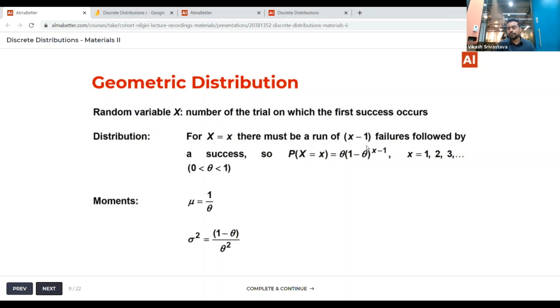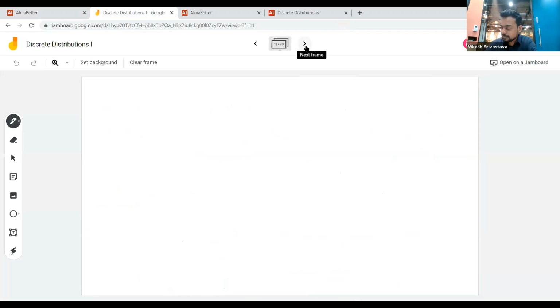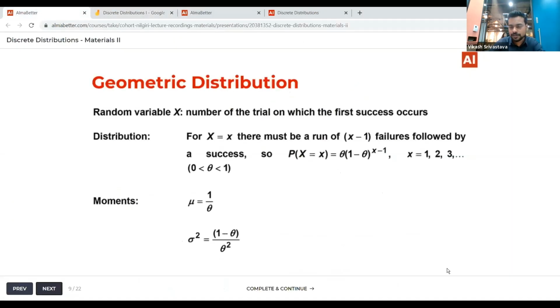So there must be a run of x minus 1 failures followed by a success. So our probability of X equal to x will be theta multiplied by (1 minus theta) to the power x minus 1. Let's try to understand this as well. So this is your geometric distribution. There is one more distribution that we'll cover, the Poisson, so that you'll get clarity on it. I'll try to cover this a bit quickly.